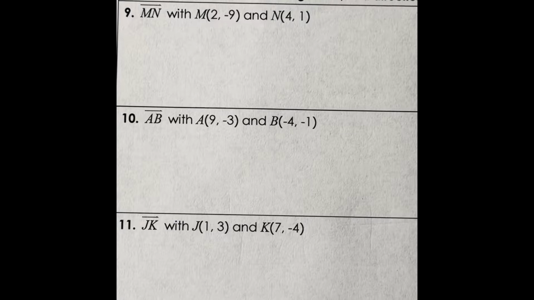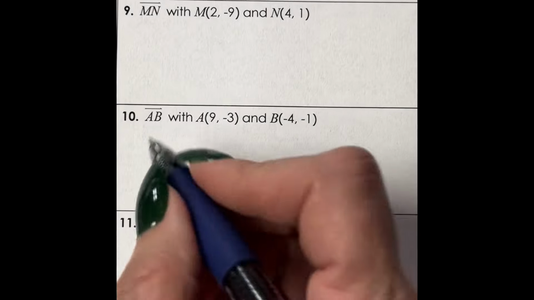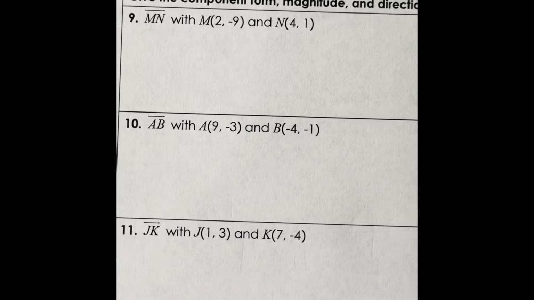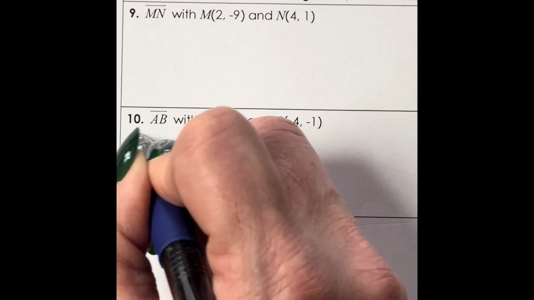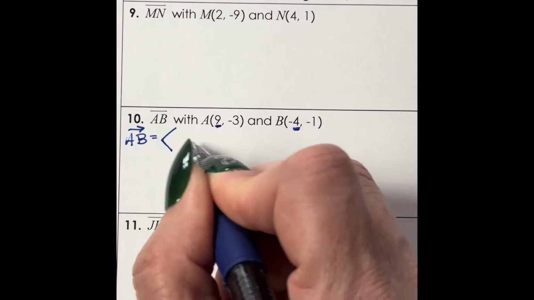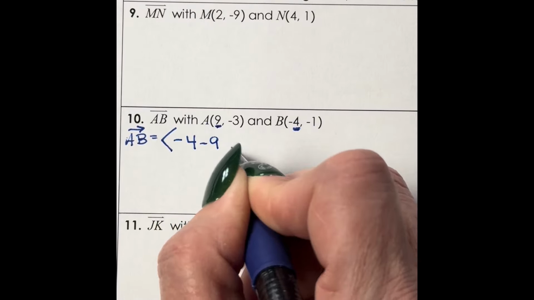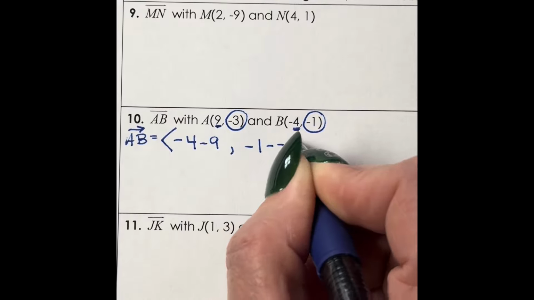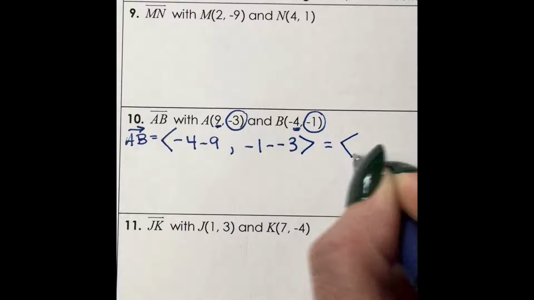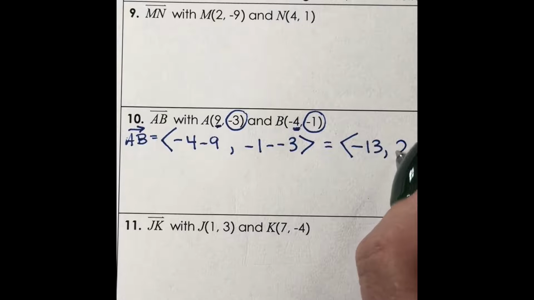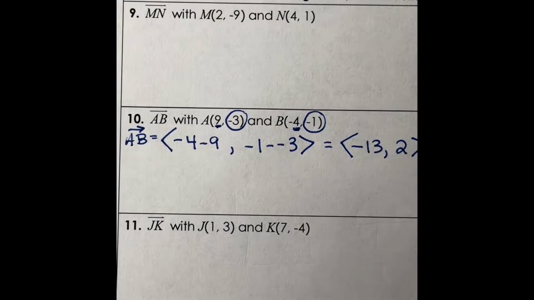So the first thing I need to do is find the component form. Well, I'm just going to take my formula that I wrote up above and use that to help me find it. Okay, so to find the component form for AB, I'm going to do x2 minus x1, so -4 minus 9, comma, y2 minus y1, so -1 minus -3, and simplify. So -4 minus 9, that's -13. -1 minus -3, so we're going to add 3, that's 2. So we get a component form of -13, 2.